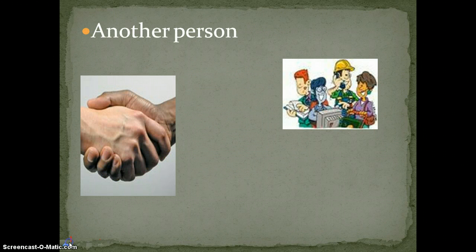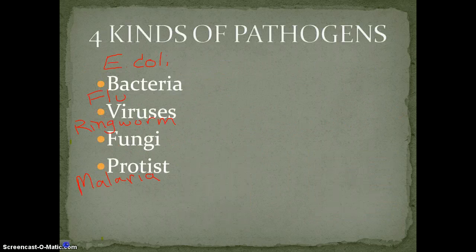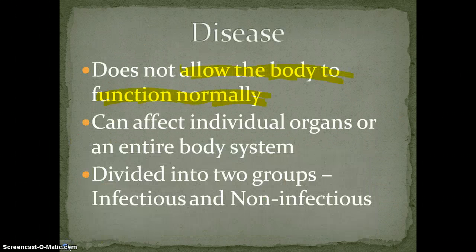But to go back, what you mainly need to remember is what a disease is and how they're caused by pathogens. So disease affects your body. It can affect individual organs, it can affect whole body systems. And infectious diseases are caused by pathogens. Those are disease-causing agents.